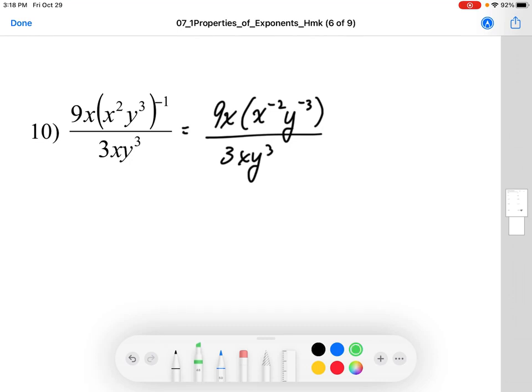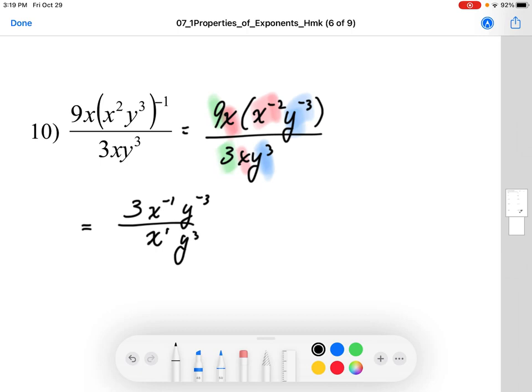And then we can just group the numbers. We can group the x's, they all go together, and then all the y's can go together. Okay? And we can apply them together. So we end up with 9 over 3, which is going to end up with a 3 on the top. We have x to negative 1, so x negative 2, so that's going to be negative 1 on the top. And then we have x of 1 on the bottom. And then we have y cubed negative 3, y 3 on the bottom.